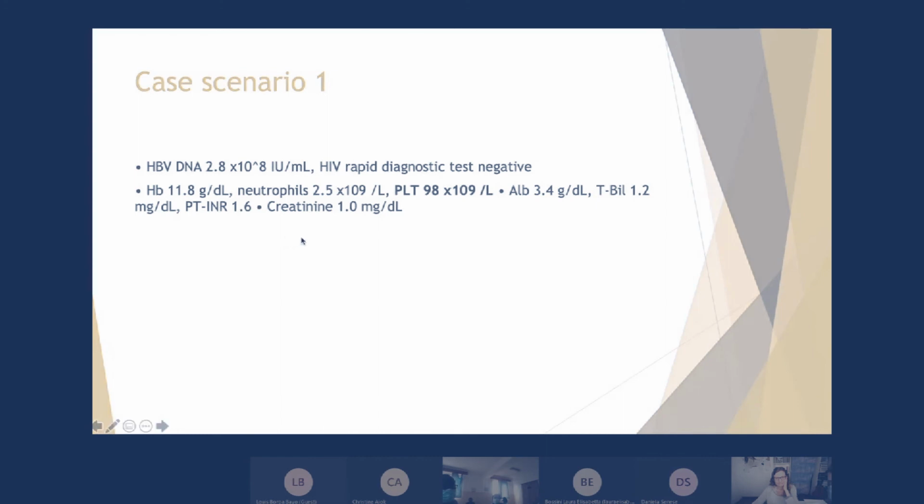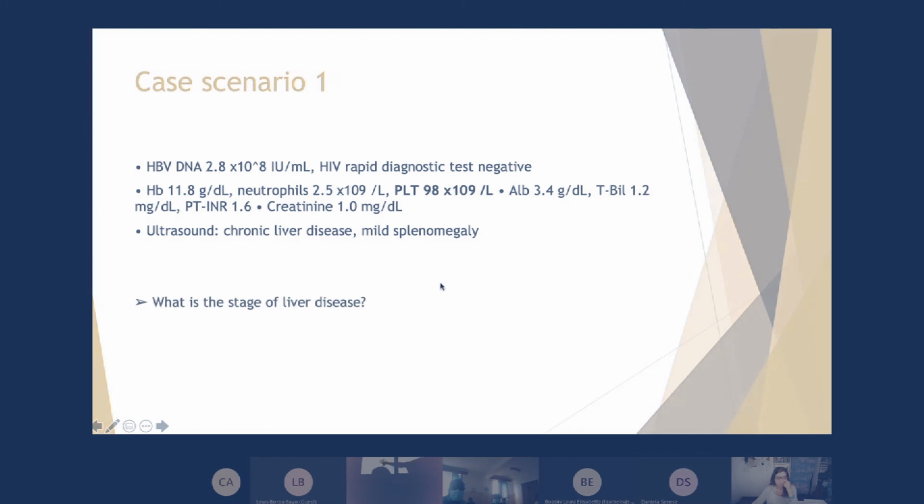Okay. Then there is this ultrasound. We see that someone has some liver disease, some signs of a big spleen. So that means that there are signs of liver failure. And then we decide what is the stage of this liver disease. Of course, after that we will use some index I talked about, such as APRI. I'm not very familiar with it.